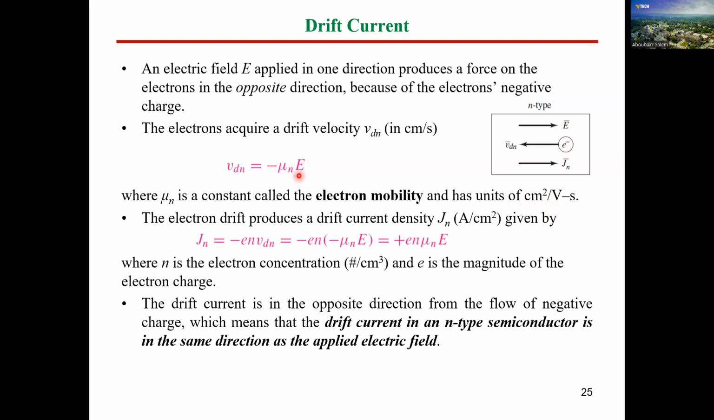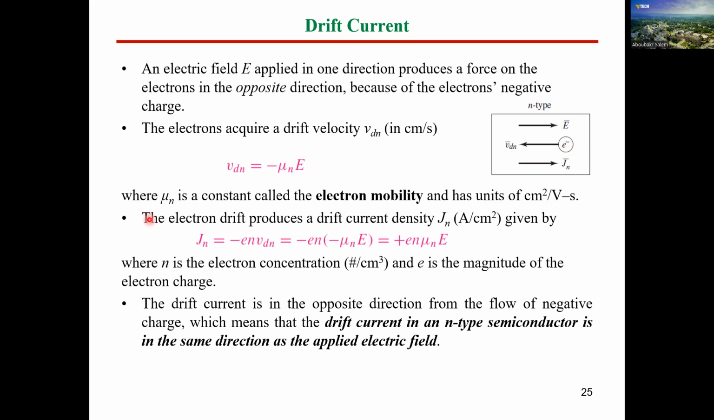And you know that V per distance, or V per meter, is the electric field units, and the speed is going to be centimeter per second. But since this is in centimeter per second, E has to be also V per centimeter. Okay. And here, guys, this is the definition of mu n. So mu n is called electron mobility.